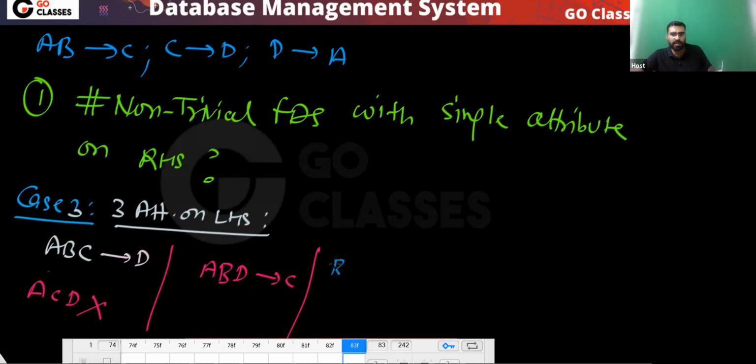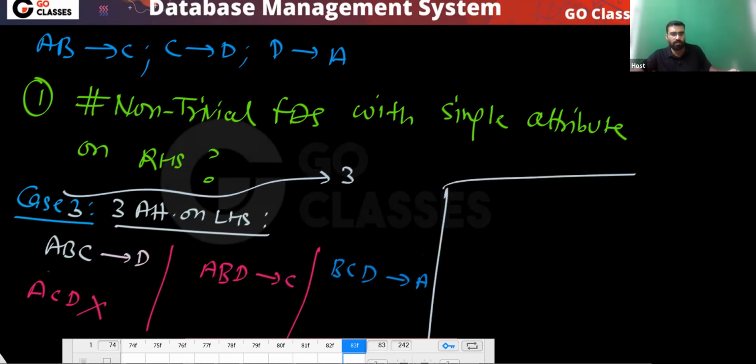Now forget about A. Only BCD is remaining, and that can bring A. So in case 3, how many did you get? In case 3, total 3 you got. And finally, case 4. Case 4 will not give you any non-trivial FD, right? If you take all the attributes, then no non-trivial FD you will get.